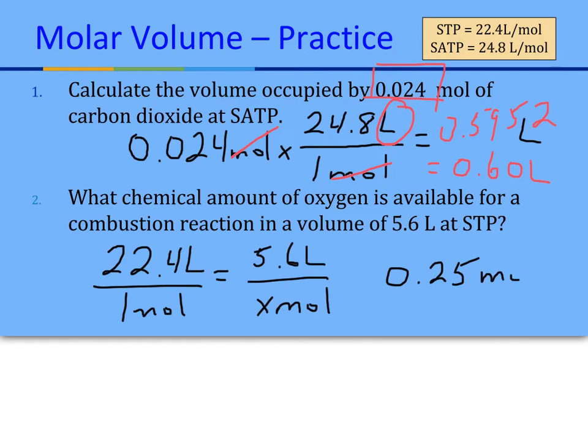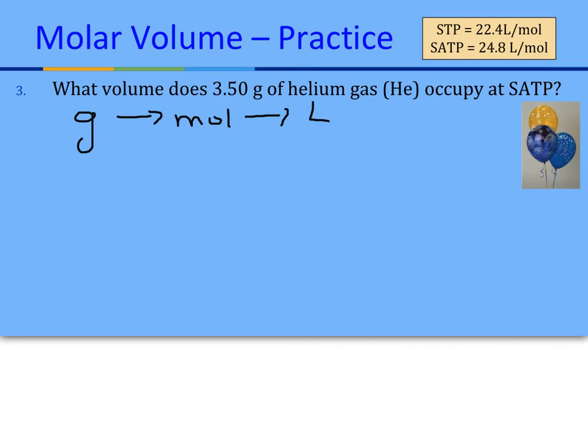Here what I would do is do 5.6 multiplied by 1 divided by 22.4. My answer here would end up being 0.25 moles. In this question, it's asking for volume of a gas, but it's giving us grams. So you can see here I've written down my grams to moles. In order to get grams to moles, I'm going to have to use my molar mass, and then I'm going to have to use moles to liters using my molar volume.